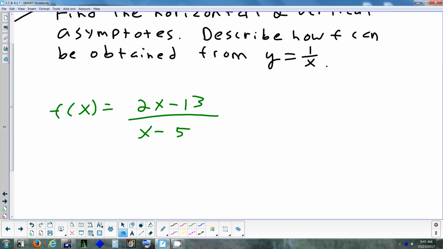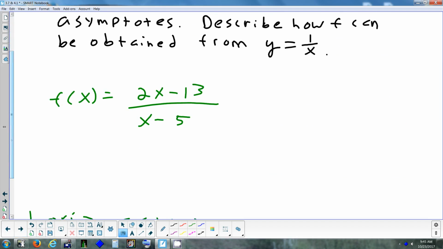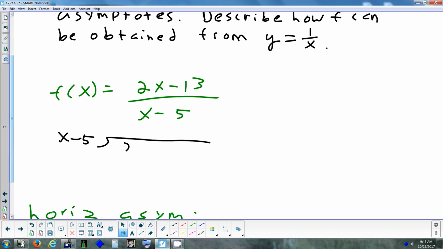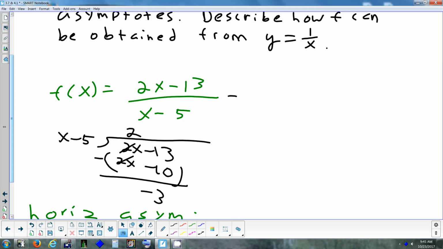Now, if you said just find the vertical asymptotes, I would argue you don't need to do the long division. But if you want to find the horizontal, yeah, you do. You've got to do the long division out. So let's do it out because we're going to need it anyway. So that's going to give me 2. Multiply it back out. Subtract. Negative 13 plus 10 gives me negative 3. So, my quotient plus my remainder, in this case my remainder is negative, so it's minus, over my divisor.